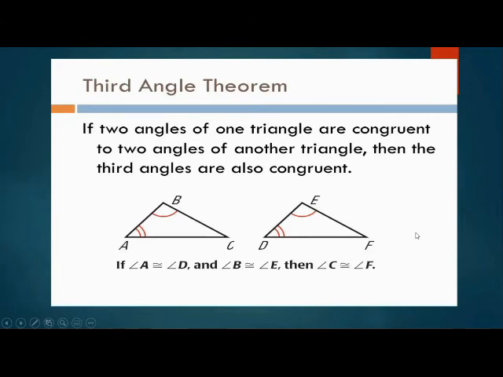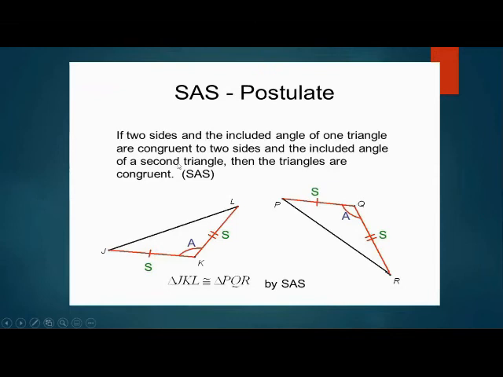How? Because every triangle is equal to 180 degrees. So whenever two angles of a triangle are congruent to the two angles of another triangle, then the degrees which have been left from these two can be fit with the third angles. So it means that both angle C and angle F would also be congruent to each other. Moving forward, SAS postulate.